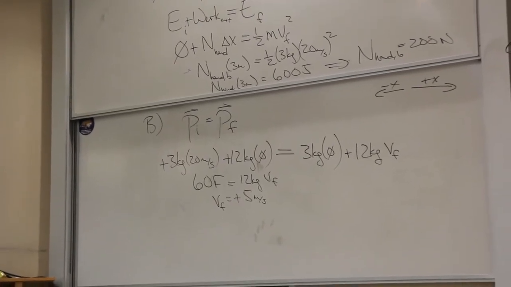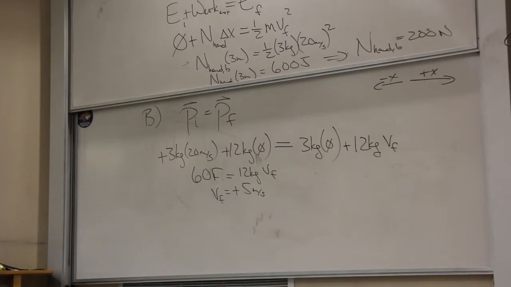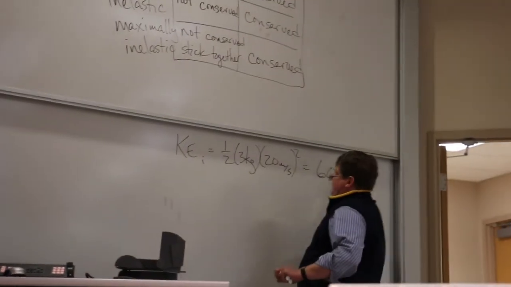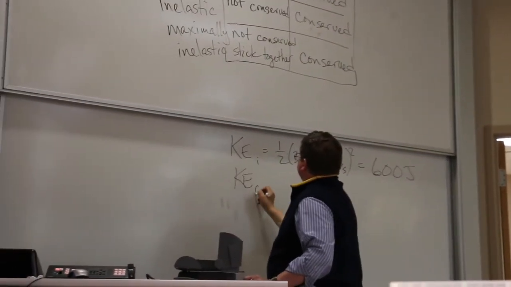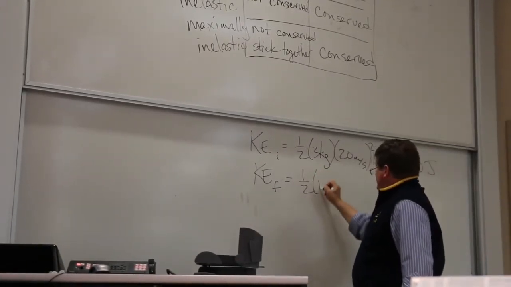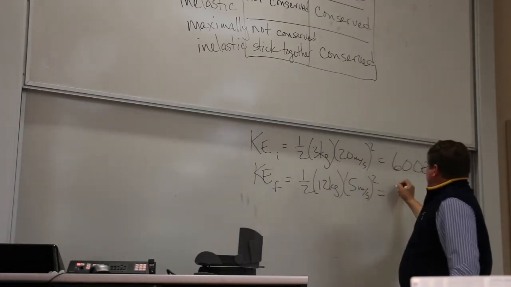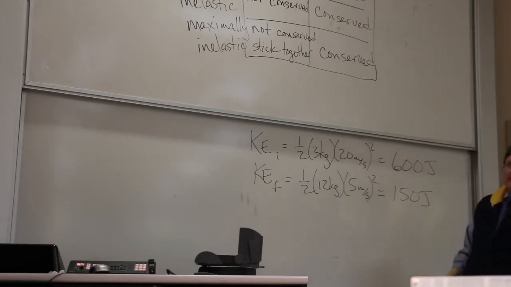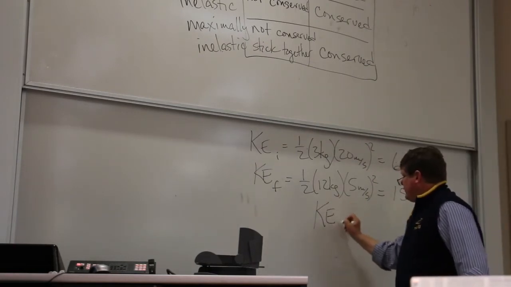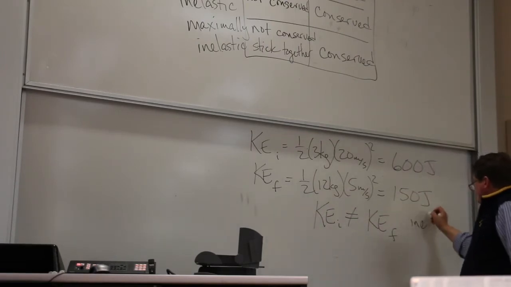Well, before the collision, I have the little block moving at 20 meters per second, and that gives me 600 joules. After the collision, the little block stops and the big block is moving. It's got a mass of 12 kilograms and it's moving at 5 meters per second. And that's going to give me 150 joules. If those are different, if kinetic energy initial is not equal to kinetic energy final, then it's inelastic.